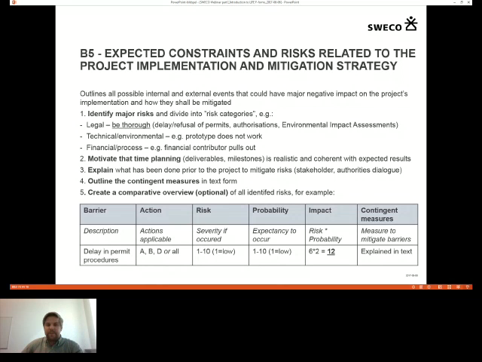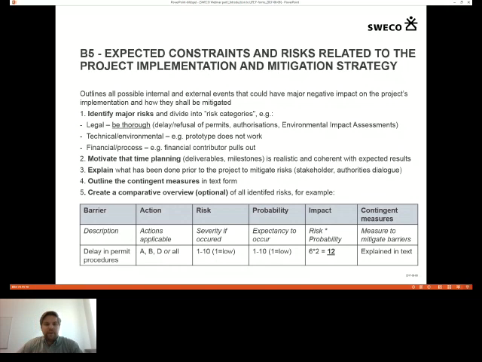Again, if you would like to create a comparative overview of the different risks, or all the risks that you have identified, a very, very simple table that you attach as an attachment could be quite useful. And this is just an example of how we usually do it. I think it's quite straightforward and quite universal.